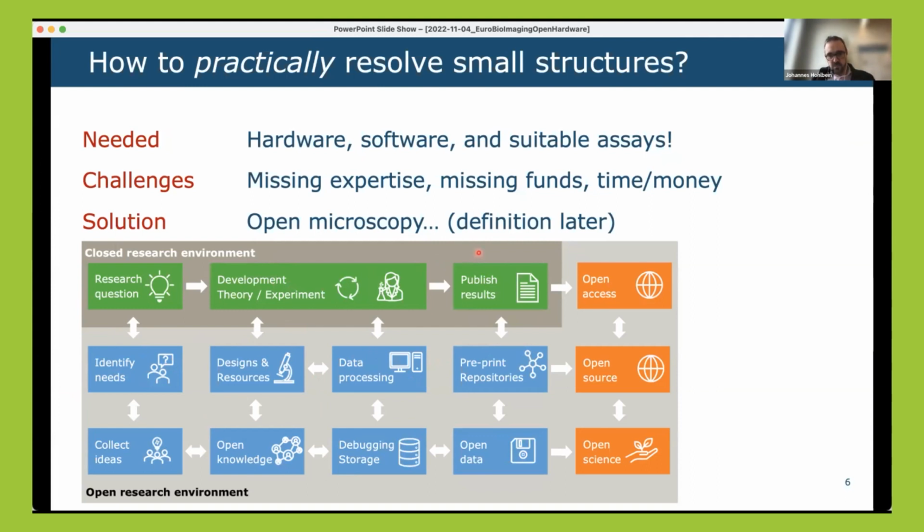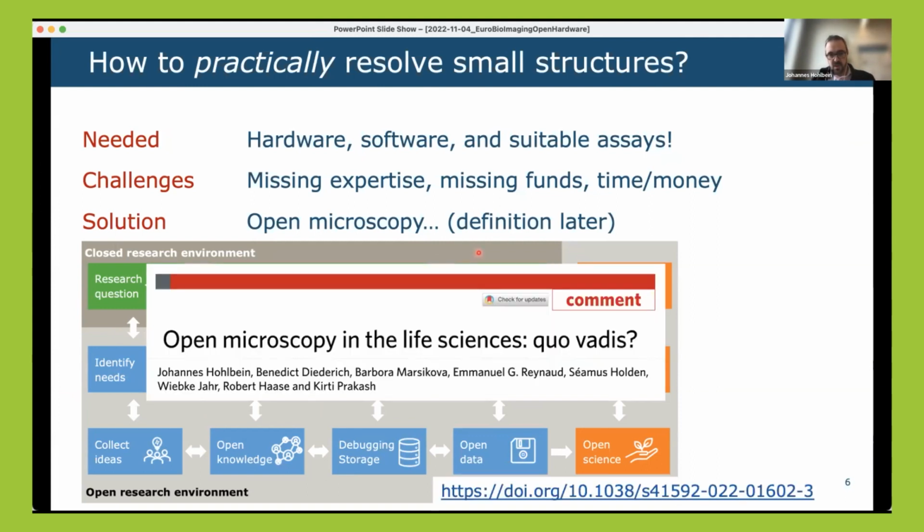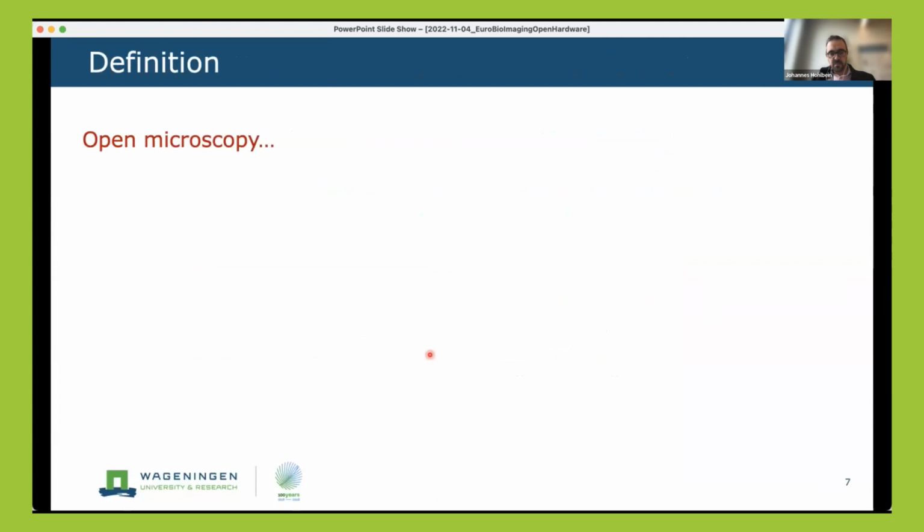Yeah, so together with a couple of colleagues, some of them who will talk later here in the session, we put all our thoughts together and thought a bit about open microscopy in the life sciences, what is needed, and where we think it's going. So if you're interested in the topic, please have a read, and I will pick only a few of those aspects which we discussed. So the open microscopy, first of all, we had to find a definition.